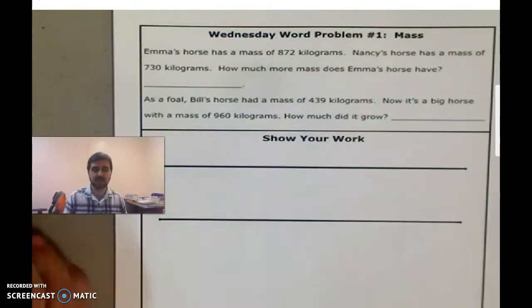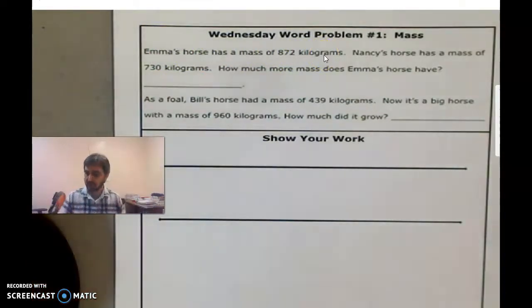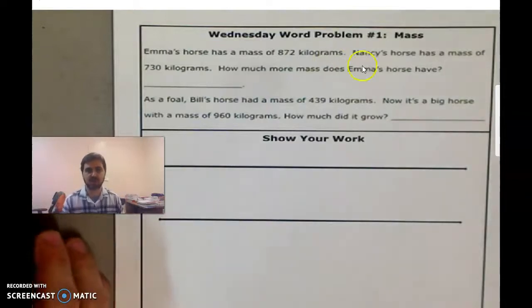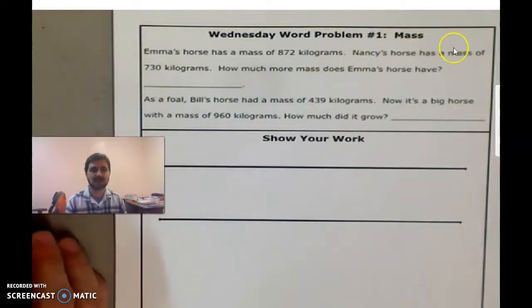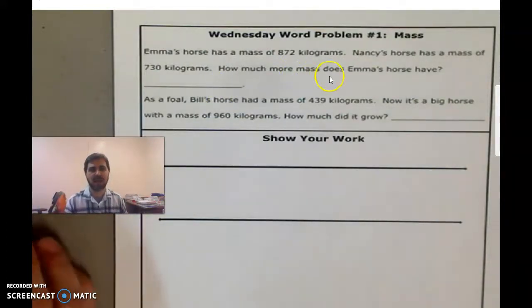So let's take a look at what it says. It says, Emma's horse has a mass of 872 kilograms. So we know the kilograms are the big ones, and we know the biggest horses get up to like 1,000. So it's a pretty good sized horse. Nancy's horse has a mass of 730 kilograms. So I'm thinking in my mind a little bit smaller, a little bit less mass. How much more mass does Emma's horse have?